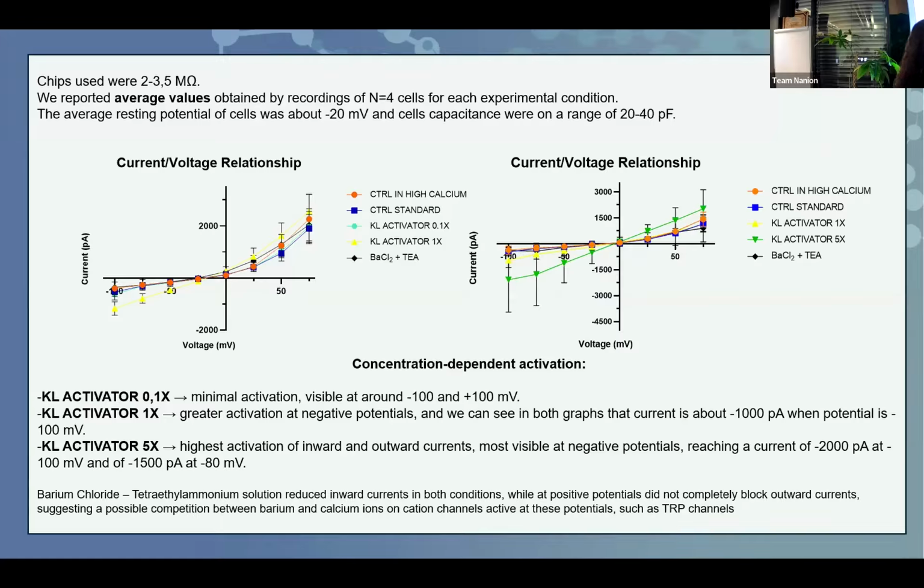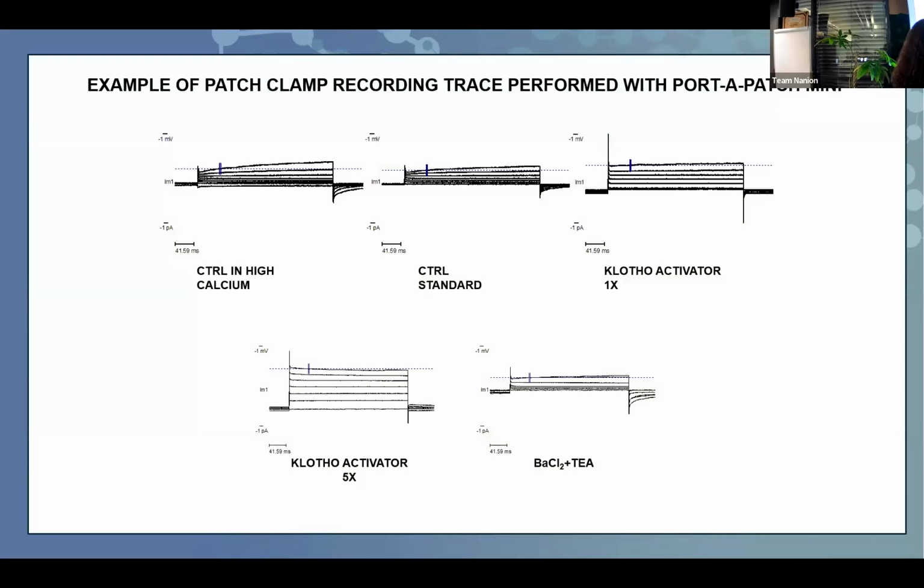At the end, we tested the barium chloride tetraethylammonium solution, which was reducing inward currents in both conditions, and at positive potential did not completely block outward currents. So we thought that there could be a possible competition between barium and calcium ions on cation channels which are active at this potential, such as TRP channels.